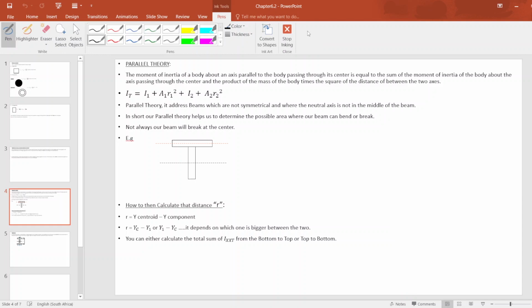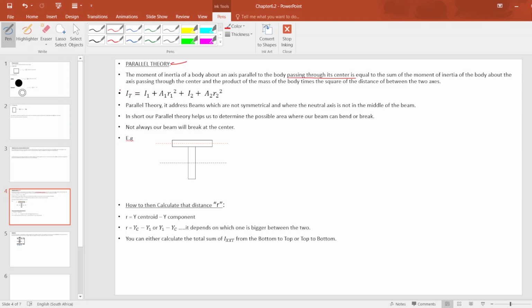Now, in chapter 6, we will be dealing with what we call the parallel theory. The parallel theory is defined as follows: the moment of inertia of a body about an axis parallel to the axis passing through its center is equal to the sum of the moment of inertia of the body about the axis passing through the center and the product of the mass of the body times the square of the distance between the two axes.